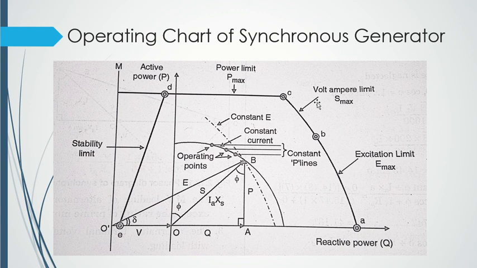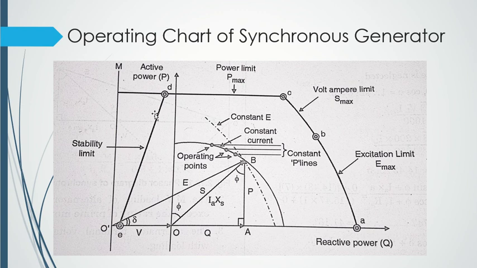Now let's come to this interesting region, this CD region. It is also known as the power limit region. In this region, as you can see, it is very clear that the operation of my alternator or my armature is limited by the power of my prime mover, right? It is limited by the power of my prime mover.